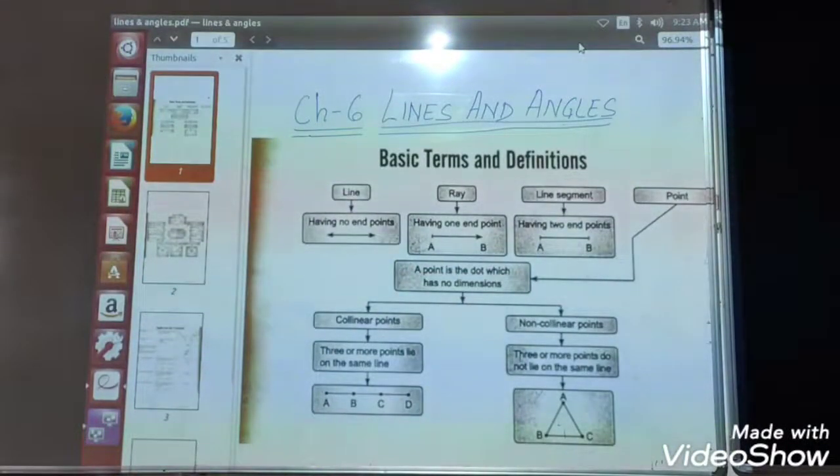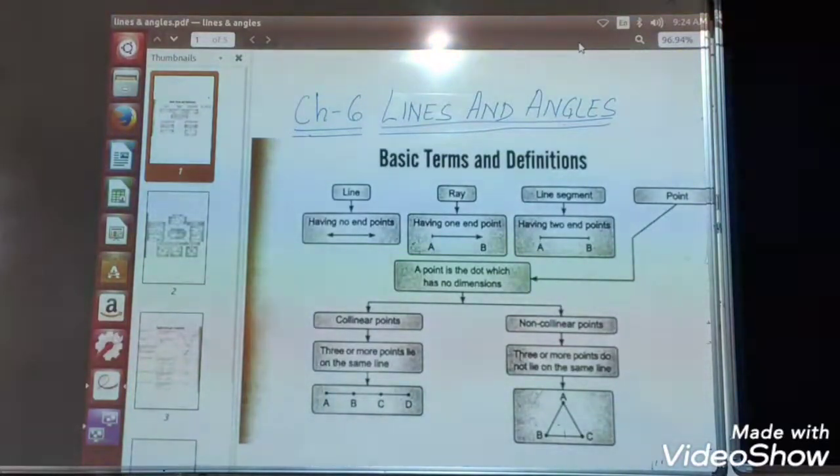Good morning. Today we will start a new chapter, that is chapter number 6, lines and angles. We all are well aware of these words, that is lines and angles. In our previous level classes, we have learned what are lines and what are angles. Let's once see some of the basic terms and definitions related to the same.